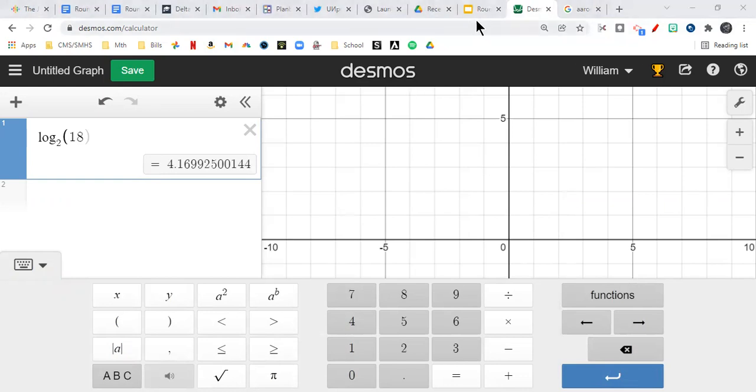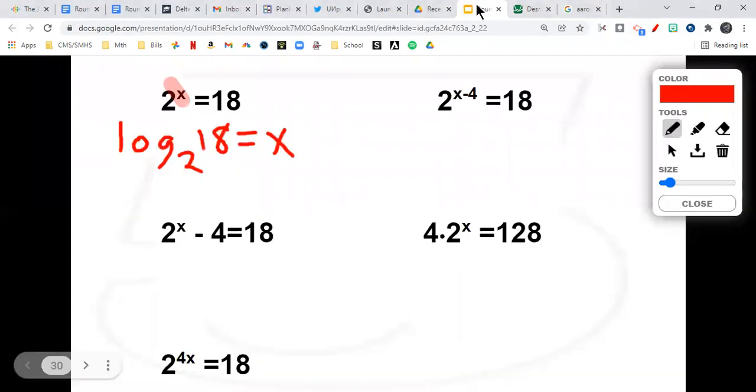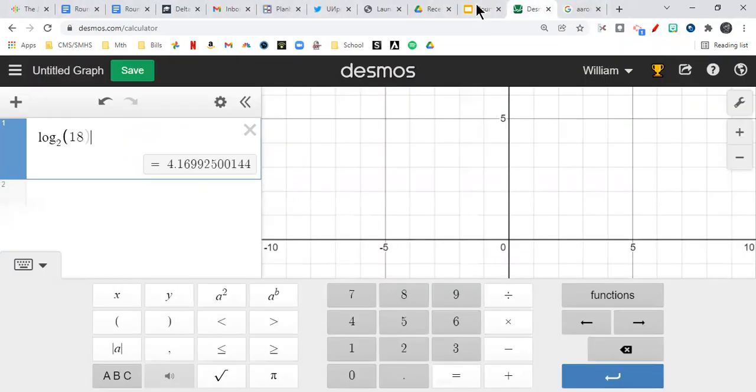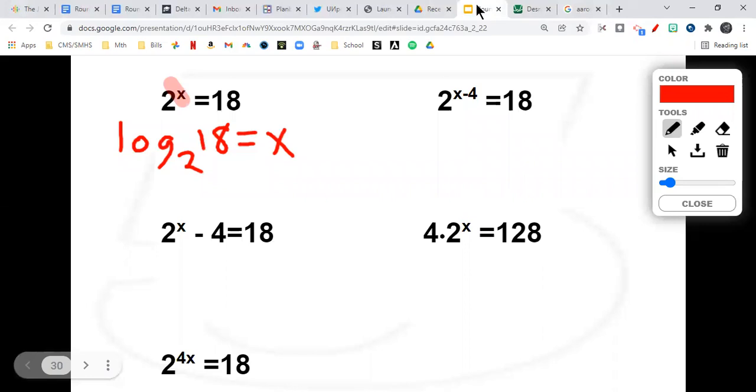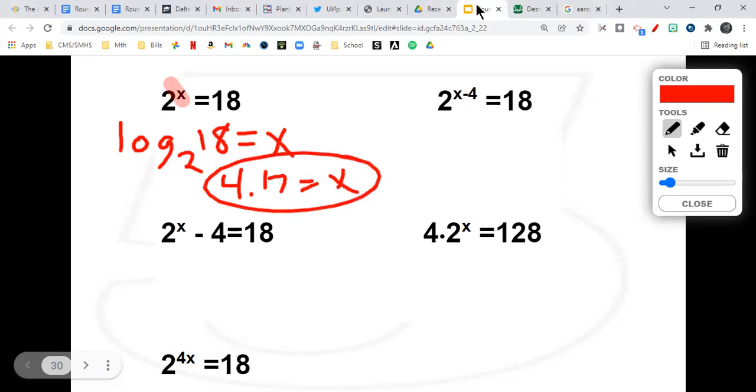Okay, so that's all we have to do. That's a pretty simple one, right? I just put it in log form, and the answer was 4.17. So 4.17 equals x, and we're done.